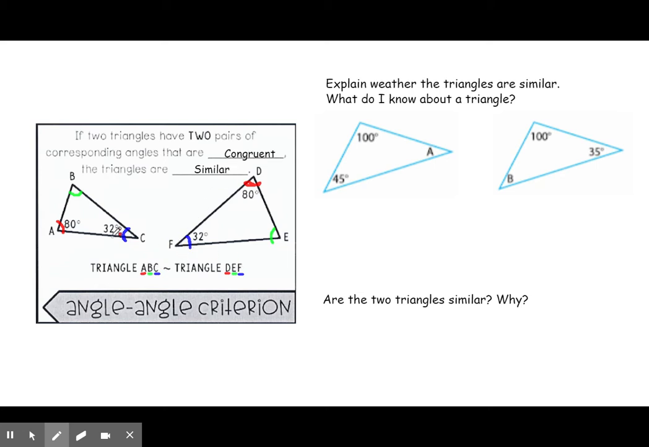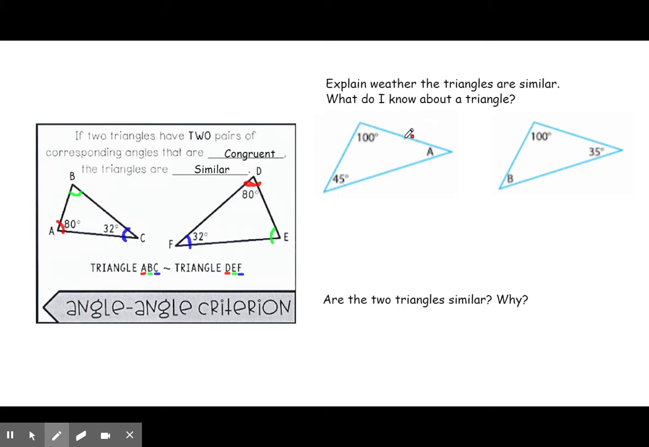So here, all my corresponding angles are equal. They're congruent, right? C and F are both 32 and A and D are both 80. It doesn't give us B and E, but if we solved for those missing angles, we would find out that they are congruent or the same. All right, so let's move on.